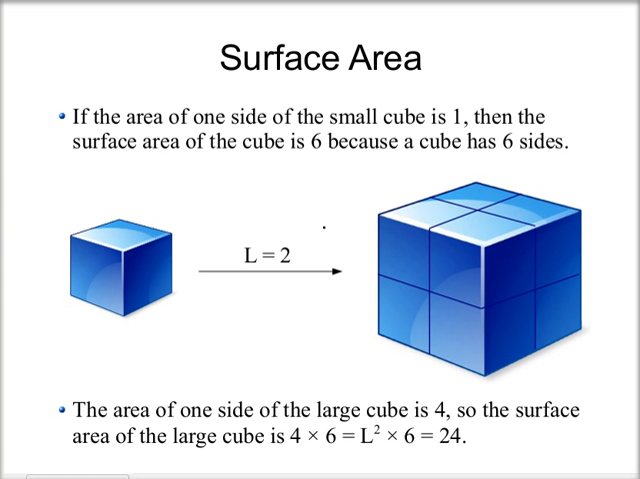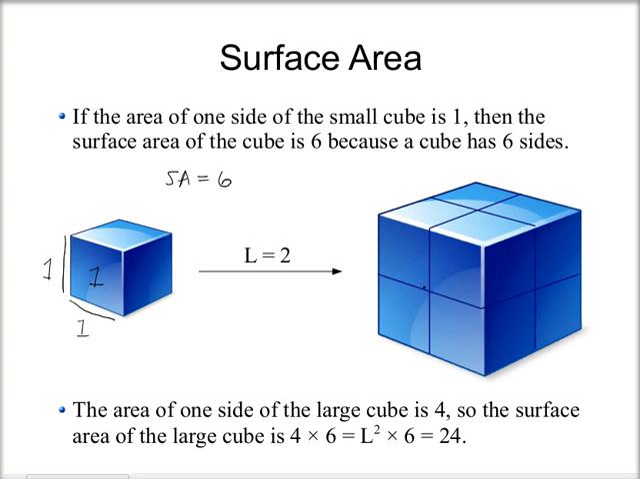So let's look at that here. If the length of the side of my small cube here is 1, then the area of one side of the small cube is 1, since area is length times width, so this would be 1 times 1 is 1. And the small cube has 6 faces, so its total surface area is 6, and I can write that as surface area SA is equal to 6.